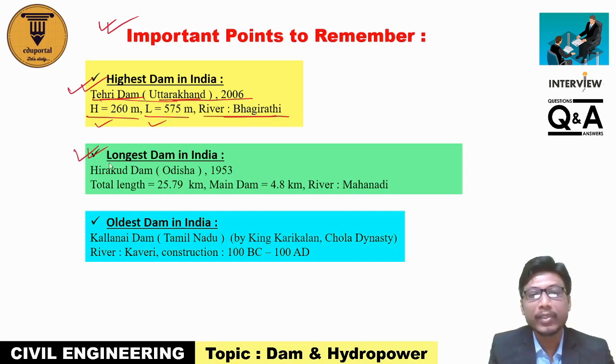And then next comes the longest dam in India, that is Hirakud Dam in Odisha, and it is on the river Mahanadi. So the name of the dam is Hirakud. Total length, main dam length, is not that much required, but the name of the dam, where it is located, and the river on which it is located.